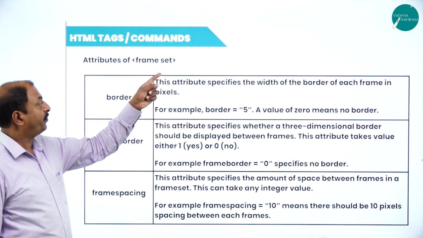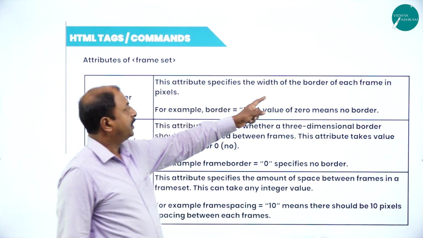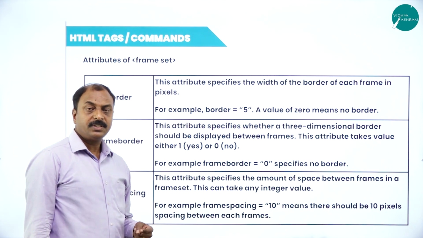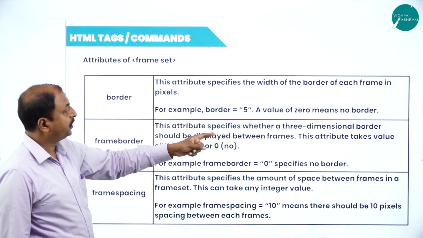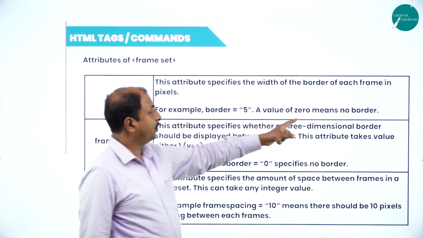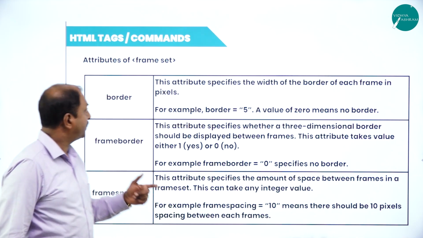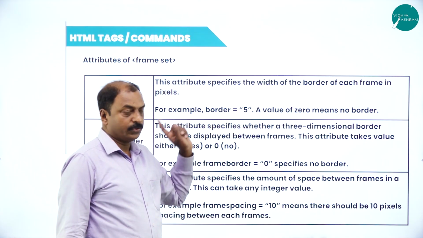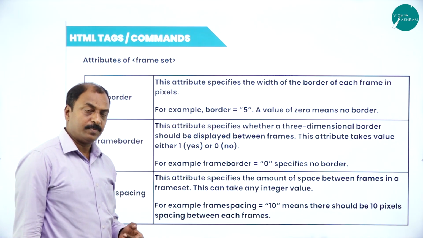Now, the attributes of the frameset tag. One is border. This attribute specifies the width of the border for each frame in pixels. So the border of the frame, the size can be mentioned. For example, border equals 5. The value of 0 means no border. So this is one specification. One of the attributes is border. We can make use of the border attribute with values. It gives the thickness of the border for each and every frame.